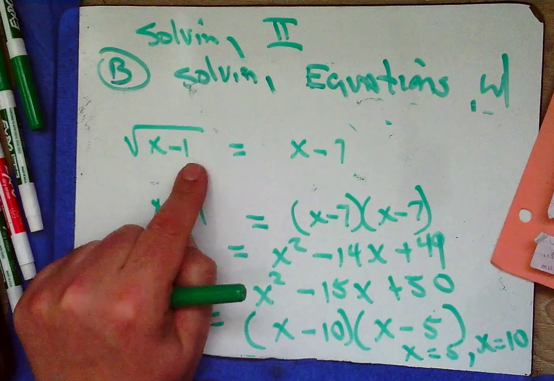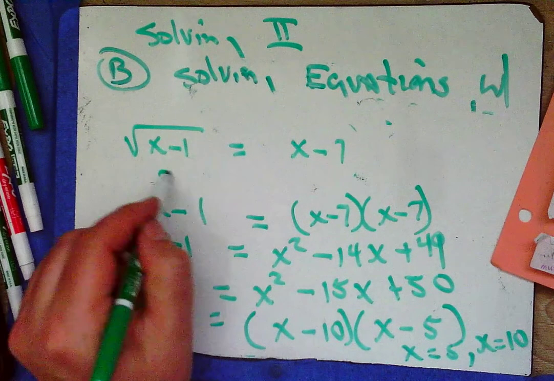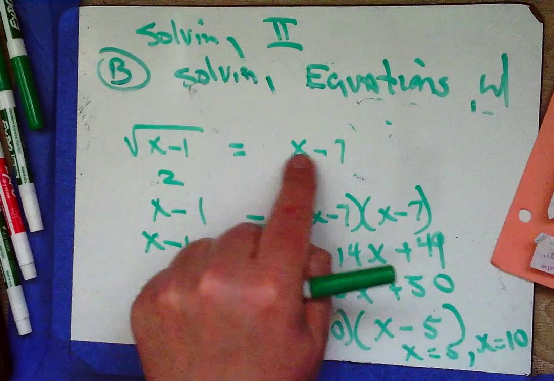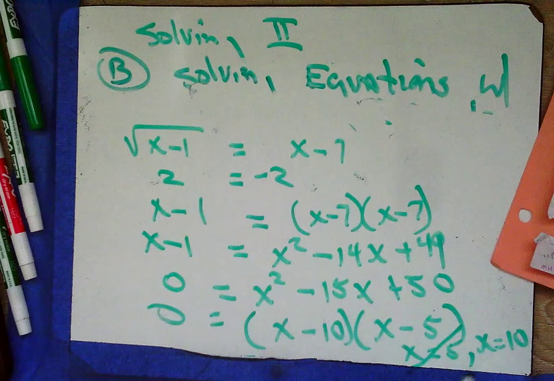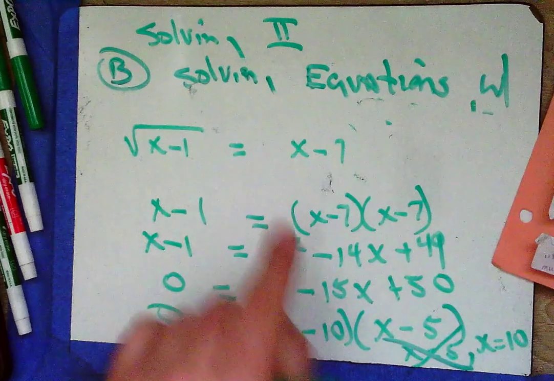5 minus 1 is 4. Square root of 4 is 2. 5 minus 7 is negative 2. Those are not the same. This is garbage. Let's plug in 10.